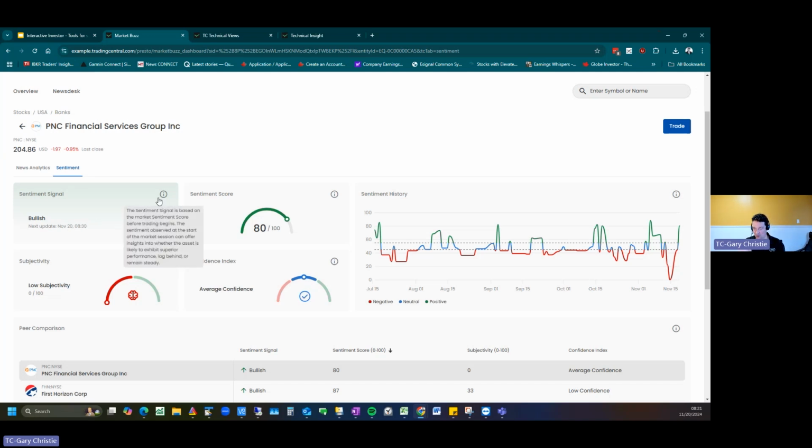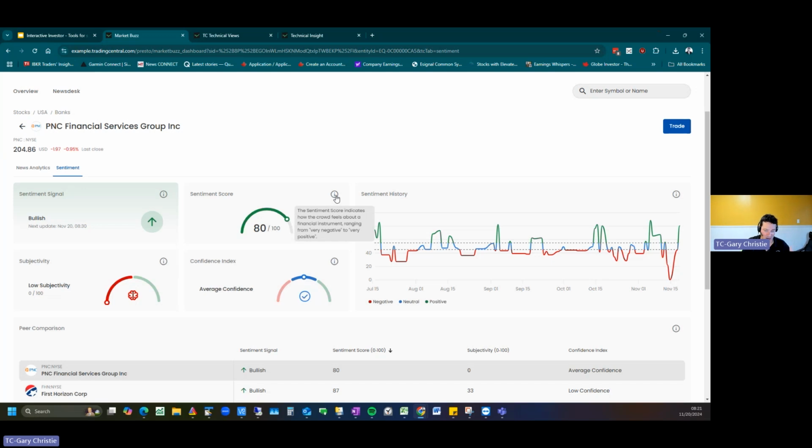If you hover over all the eyes, it'll give you a brief description of what this is and what it means, which is important. So if you're looking at sentiment signal, you can see here, it's observed at the start of the market session. It can offer insights into whether the asset is likely to exhibit superior performance, lag behind, or remain steady. So today it looks like it's bullish. Sentiment score is 80 out of 100. This is indicating how the crowd feels about a financial instrument.